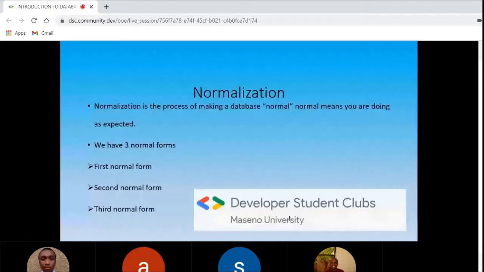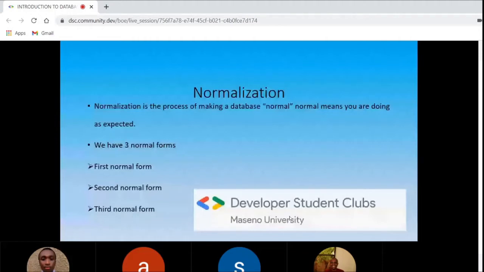I've said we have three normal forms. That is partly true, partly false. It's true because by the time we have a database normalized to the third normal form, the database is good enough in terms of redundancy and consistency. But we have other forms. We have the fourth, fifth, sixth, I think to the seventh normal form.